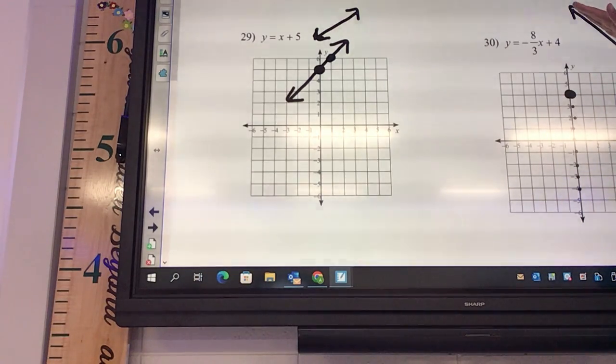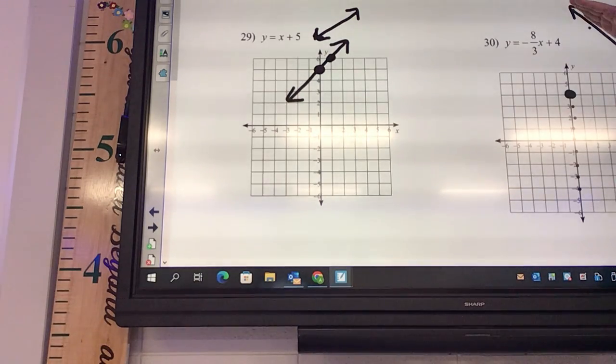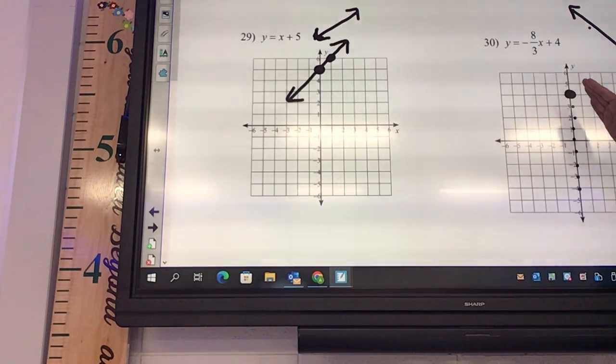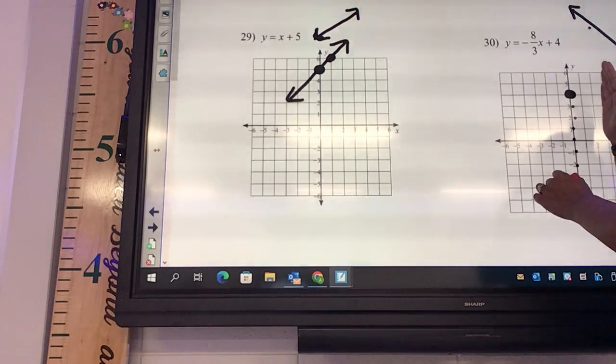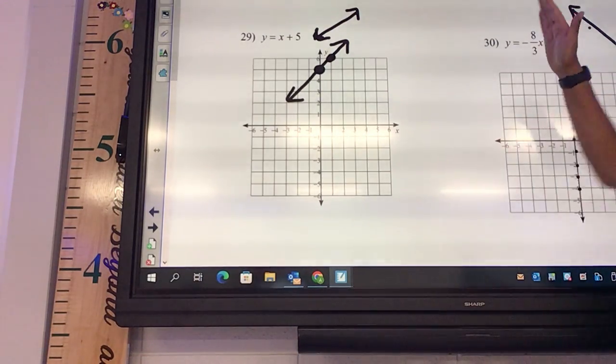Now, look at which way my line's supposed to go. You need to think about that before you go left or right. So which way should I go? To the right, okay? If I go to the left, it's going to make it positive, it's going to make a line like this. If I go to the right, it's going to make a line like this.